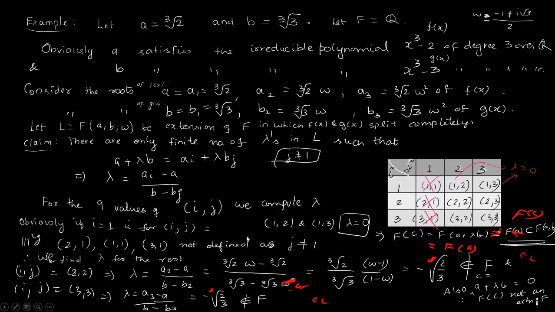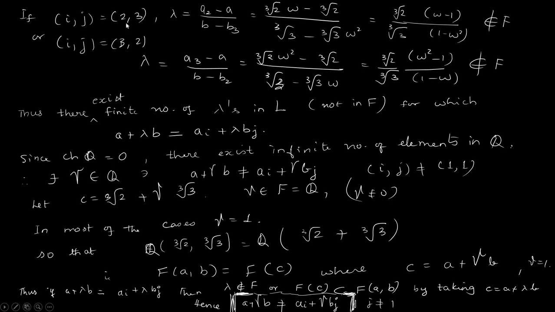Again, we are left with these two cases. So let us see what happens. Now, if ij equals 2 comma 3, this is what we get, and we are just substituting the values of a2, b3, a and b. Taking cube root of 2, cube root of 3 out, you get omega minus 1 in the numerator, and in the denominator 1 minus omega square. Again, it belongs to L, but it does not belong to F. This lambda also belongs to L, but they are not in F.